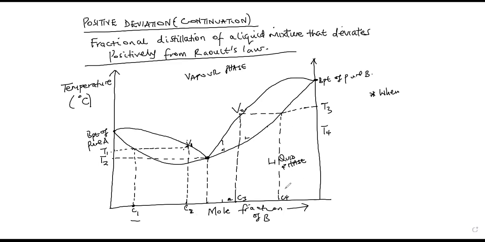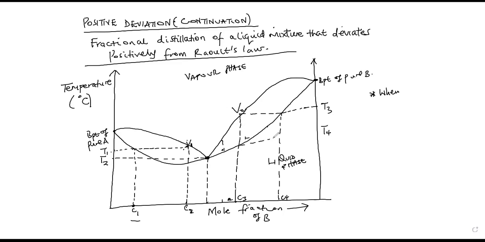When we heat a liquid mixture of composition C4 of B, it will boil at temperature T3, producing vapor of composition V2, which this time is richer in A. Then condensation of this vapor will produce a liquid mixture C3, which is similar to that of the vapor V2. The composition of this is similar to that of the vapor V2.